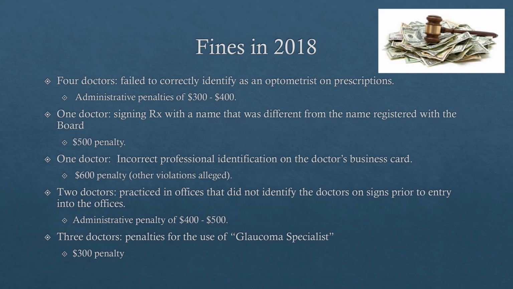Here's some examples of some fines that were given out in 2018. Four doctors failed to correctly identify as an optometrist on prescriptions. We skip down a couple, we see that that's pretty similar to somebody doing that on a business card. The administrative penalties there are anywhere between $300 and $600, so make sure that anytime your name is written out on anything the public can see that you have yourself correctly identified, as we've just discussed.